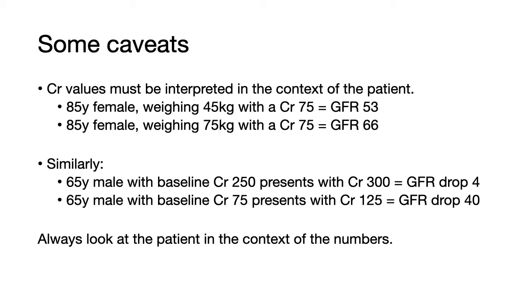In another example, 2 65-year-old males who presented to hospital with increases in serum creatinine 50 points above their respective baselines have an estimated drop in GFR of 4 and 40 mL per minute, respectively. This highlights some of the problems with using GFR calculations in acute kidney injuries. The important takeaway from this slide is that you always need to look at the patient, especially in the context of numbers such as creatinine and GFR.